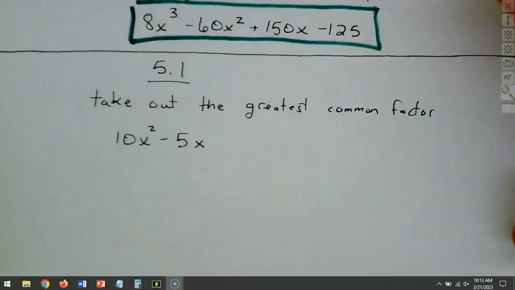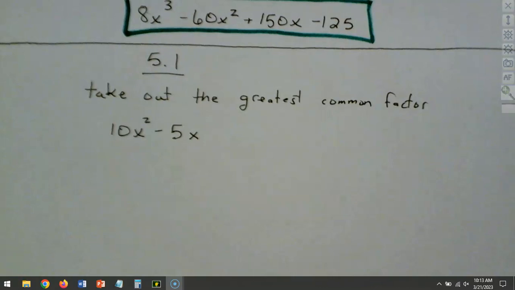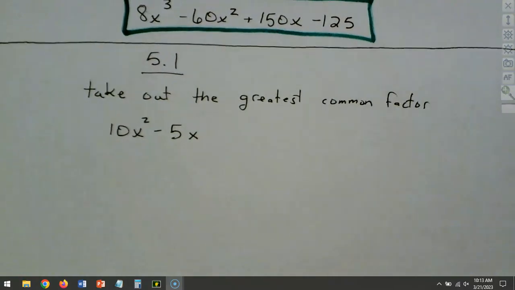And we're going to take out what these have in common. So the first thing I do is I look at my numbers. And I have a 10 and I have a 5. What do a 10 and 5 have in common? What number do they have in common? They both have a 5, don't they? So I'm going to be factoring out a 5.